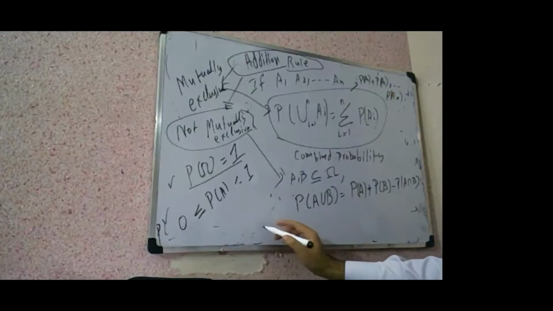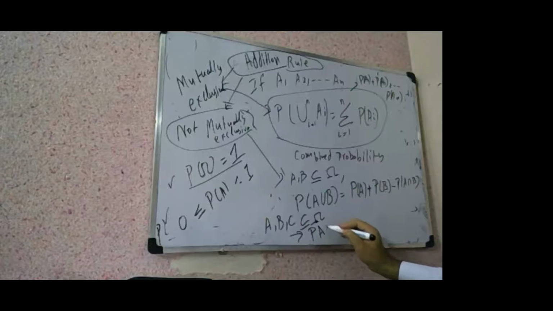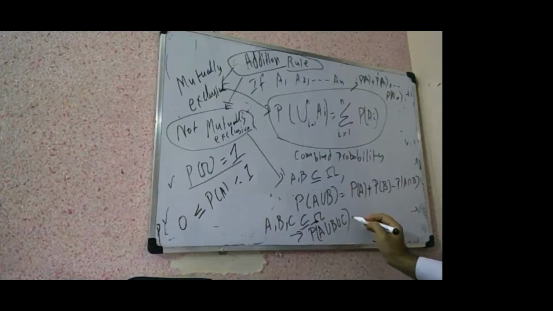In this case, if there are 3, A, B, and C are subsets of the sample space, then what is the combined probability, or what is the addition rule for non-mutually exclusive? Here we have probability of A union B union C equals probability of A plus probability of B plus probability of C minus probability of A intersection B minus probability of A intersection C minus probability of B intersection C. So what is common in A and B? What is common in event A and C? What is common in event B and C? That's how we have two rules.